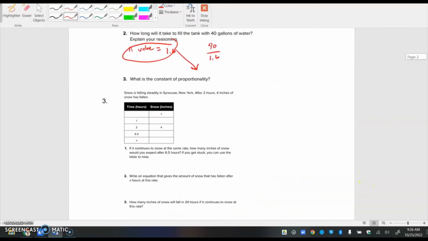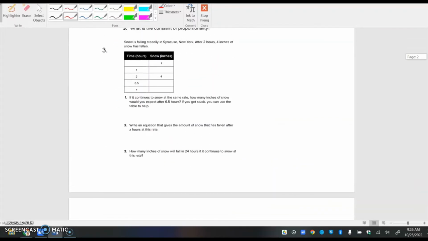Moving on to number 3. It says snow is falling steadily in Syracuse, New York. After 2 hours, 4 inches of snow has fallen. If it continues at the same rate, how many inches of snow would you expect at 6.5 hours? If you get stuck, use the table to help. Awesome. Definitely encourage you to do that.